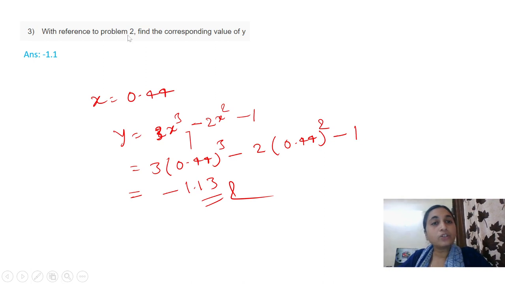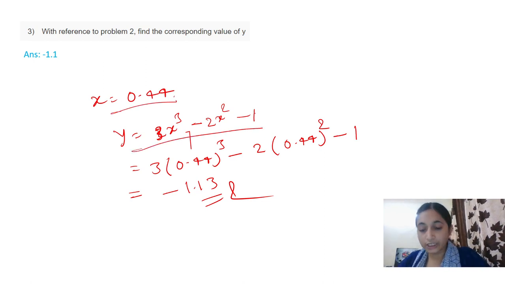So with reference to problem 2, find the corresponding value of y. So just now we got x equal to 0.44, and this is the equation given in the previous question. So we will put the value of x in this equation and you will get the answer like minus 1.13 or something.